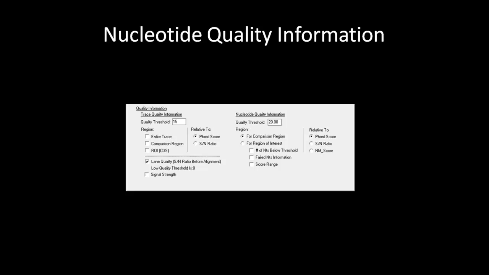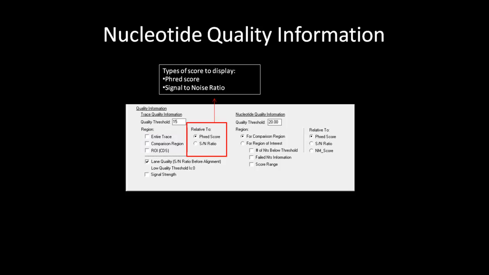The first section we will focus on is the trace quality information. You can choose to display score for entire traces, ROI, and comparison region. After selecting the region that you want, you can select the type of score you want to display, Phred score or signal-to-noise ratio. The Phred score in this case is an average of all the nucleotides in the trace. The signal-to-noise ratio is similar to lane score in the main analysis window, but it is calculated after alignment. These scores will be flagged if they are below the quality threshold.